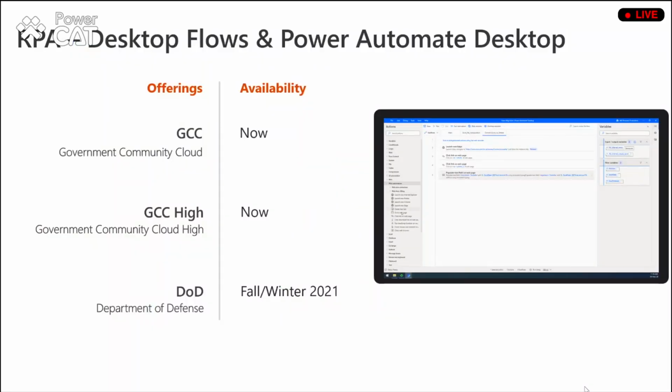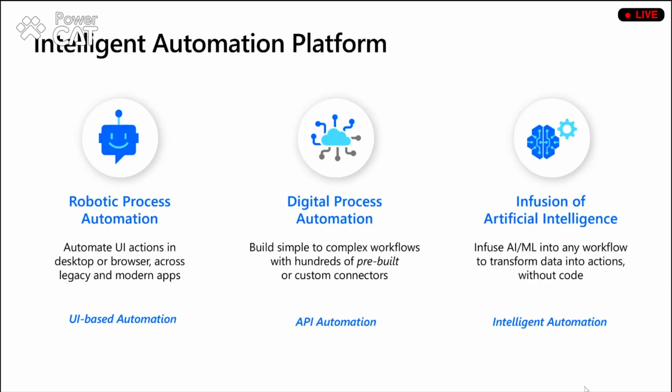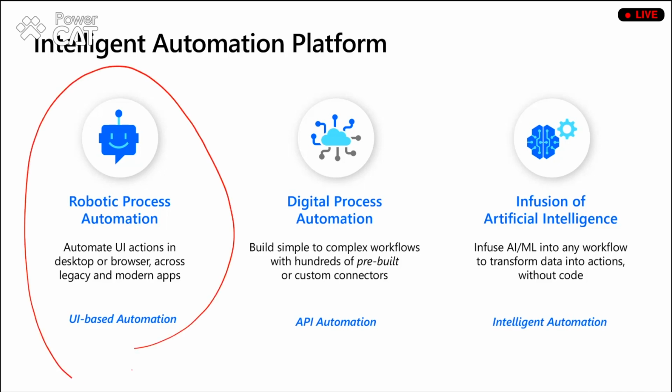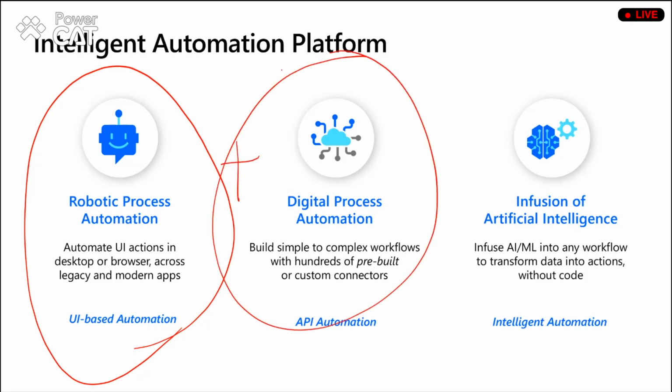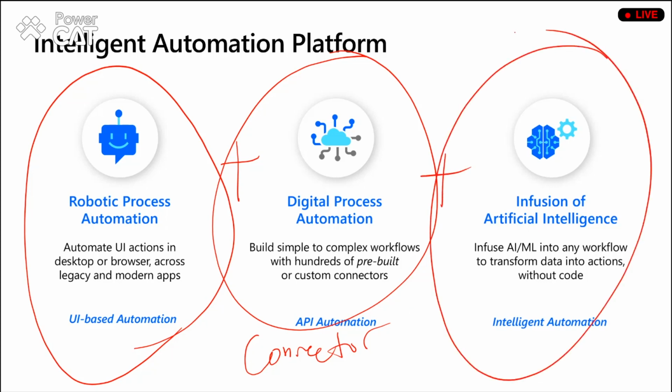RPA capabilities through Power Automate Desktop, also known as Desktop Flows, are available now in both our GCC and GCC-High offerings, and later this year will also be provided to our DoD cloud. But wait, there's more. When we talk about intelligent cloud automation, it doesn't stop at desktop recording capabilities. If you want to orchestrate automation with Microsoft 365, Azure, even non-Microsoft cloud services like ServiceNow, SAP, and on-premises data, we're going to allow you to extend the RPA capabilities with digital process automation inside of Power Automate. On top of that, we're also going to provide you AI in an easy way through AI Builder.